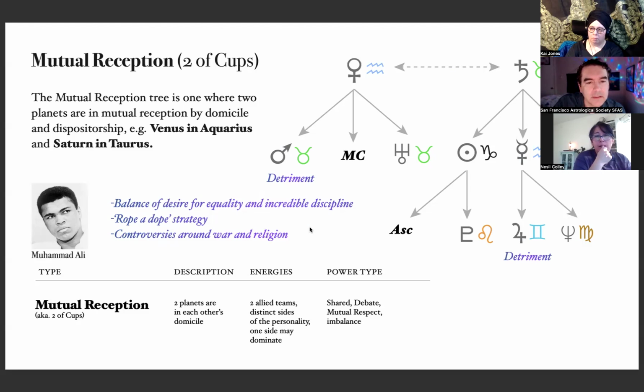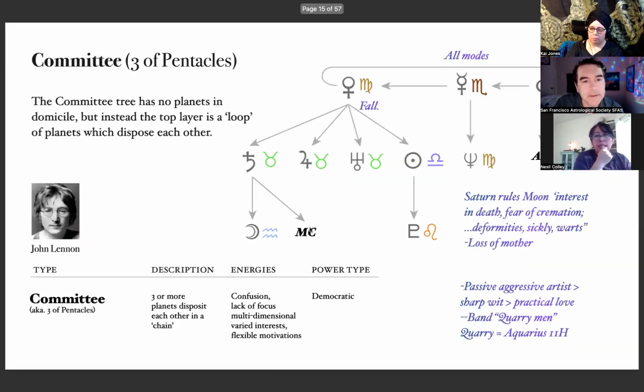Okay, so let's go here. Committee tree. So this is John Lennon. My co-author had talked about Three of Pentacles. So again, none of these planets are in domicile. If we define domicile as a planet having the ability to take care of the topics of the houses that they rule and the planets they disposit, that's kind of missing. He also, in terms of modes, remember Ali had just the top level all fixed, right? Determined. That guy was hardcore. Look at Lennon, he has mutable and fixed and cardinal, all trying to work together at the same time.